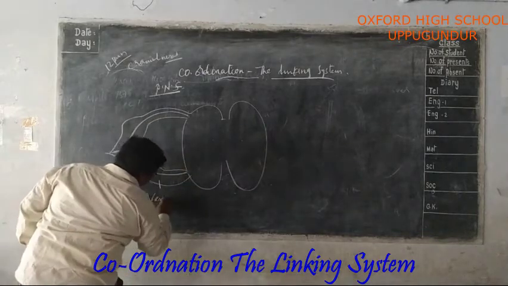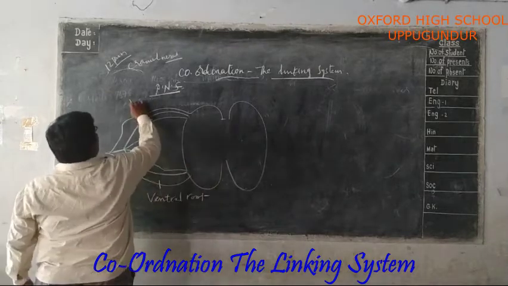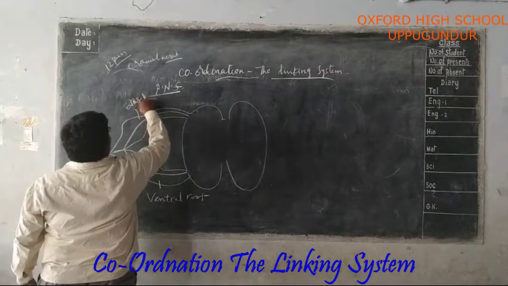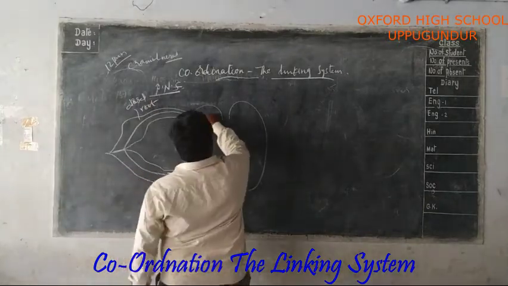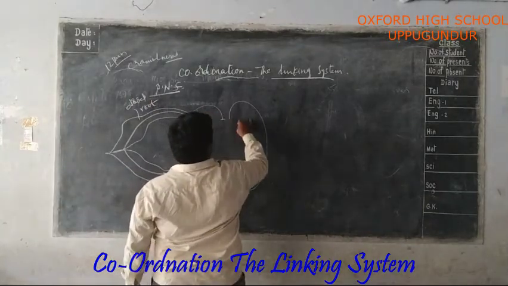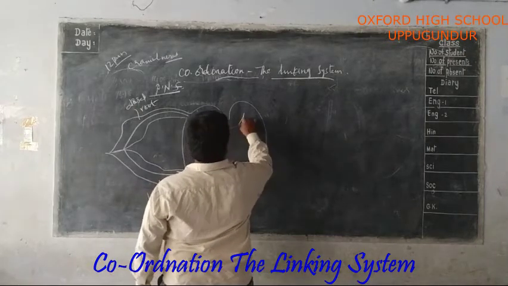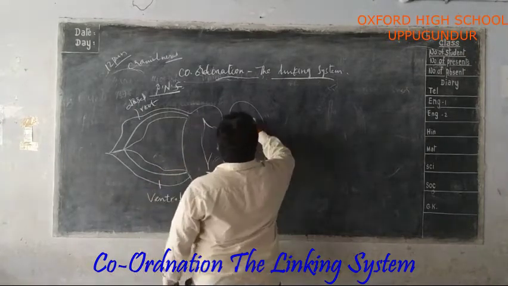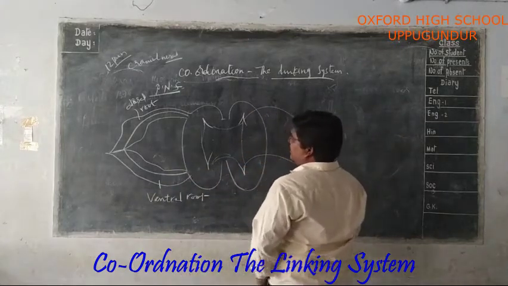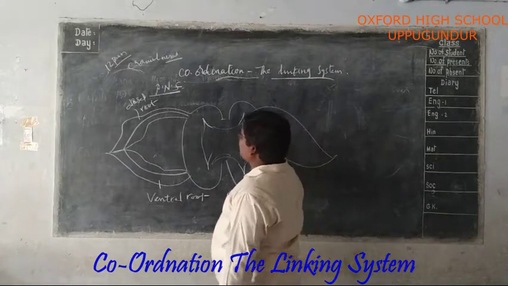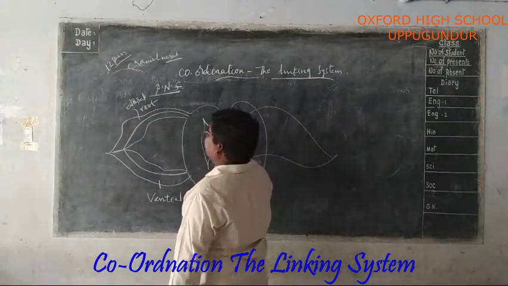This ventral root, this dorsal root. There are connections like this on this side also. Okay? So, peripheral nervous system, PNS.